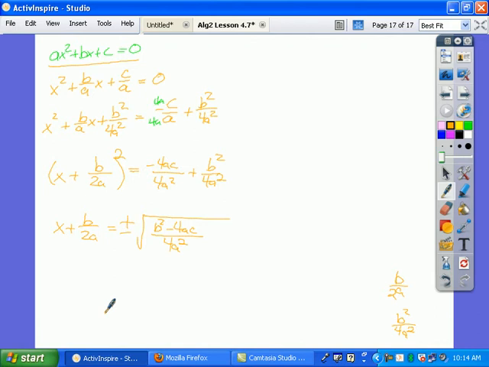Okay, so I only have one last thing to do to figure out what x equals, namely subtract over the b over 2a. And if I just take the b over 2a and subtract it over, I get x equals negative b over 2a plus or minus this big square root, b squared minus 4ac all over this 4a squared.